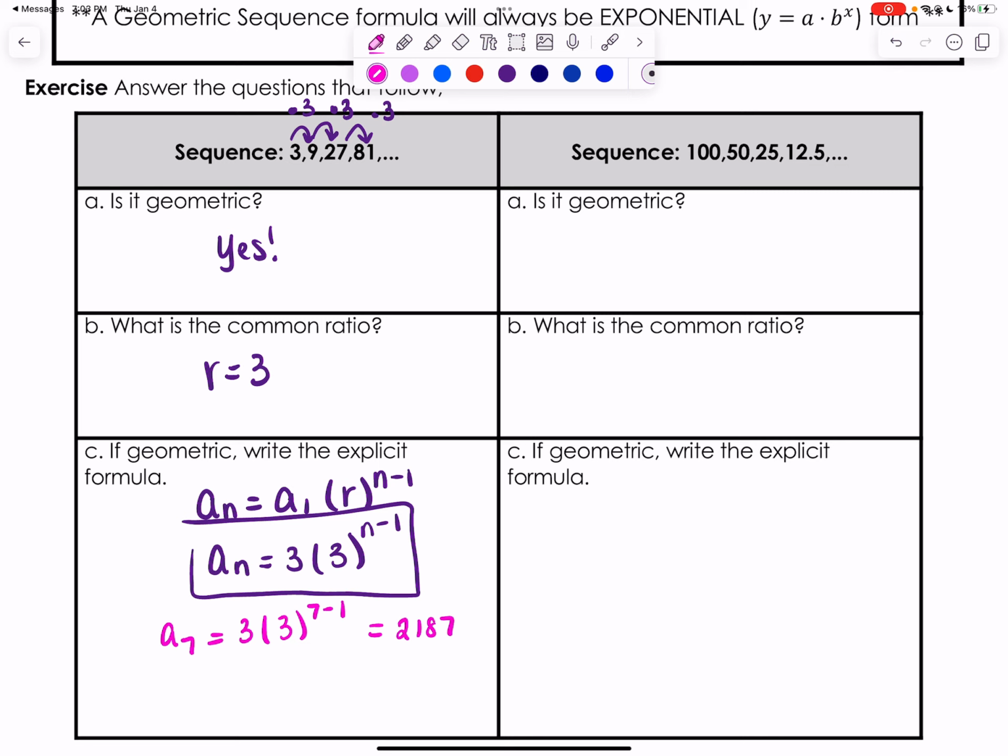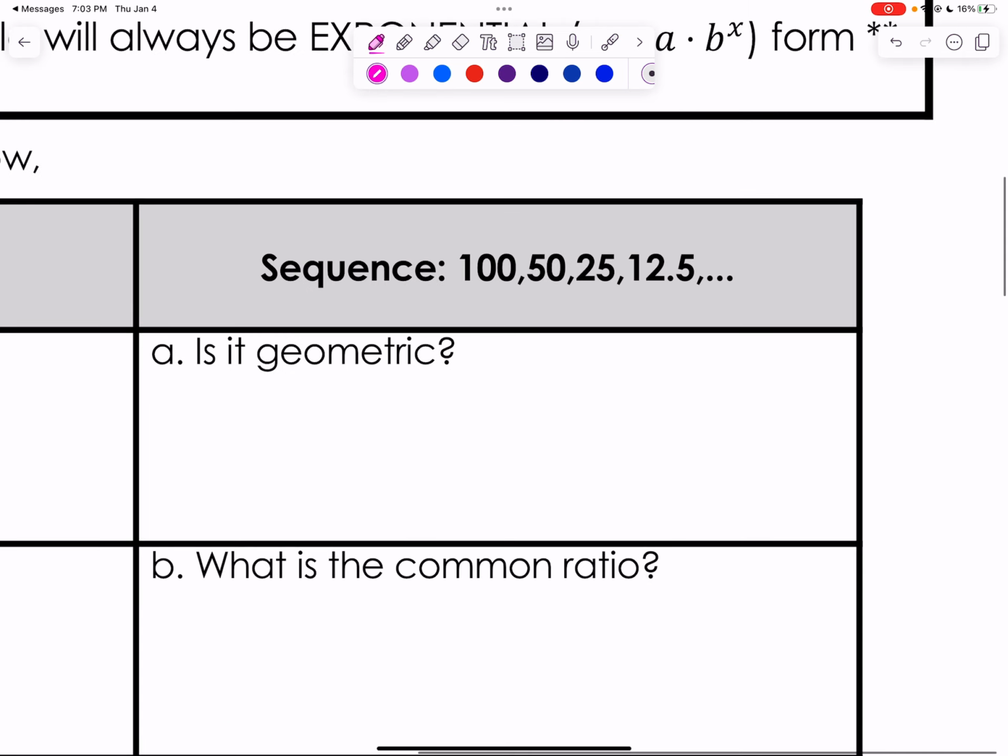Now in this sequence, it's 100, 50, 25, 12.5. So my numbers are going down. Not sure what they're going down by, but they are going down. So I'm not sure what it's going to be. So I'm just going to take my second term and divide it by my first term. So I'm going to do 50 divided by 100. And if I type that into my calculator, it's 1/2.